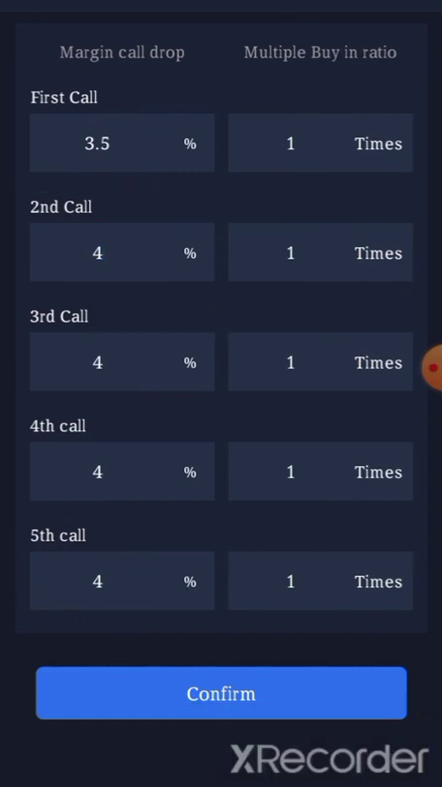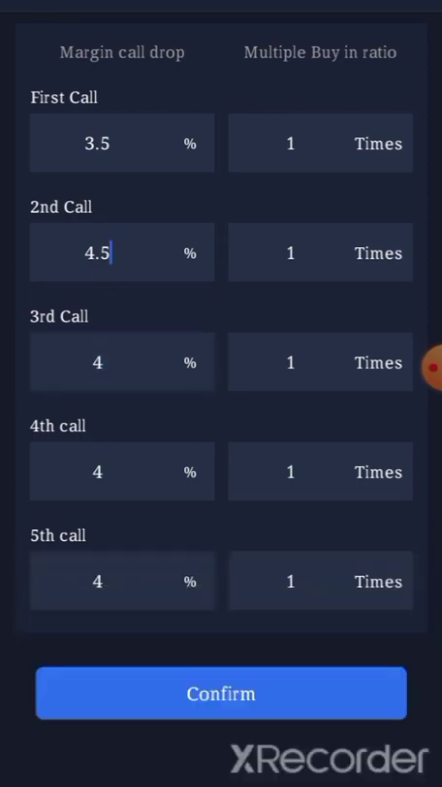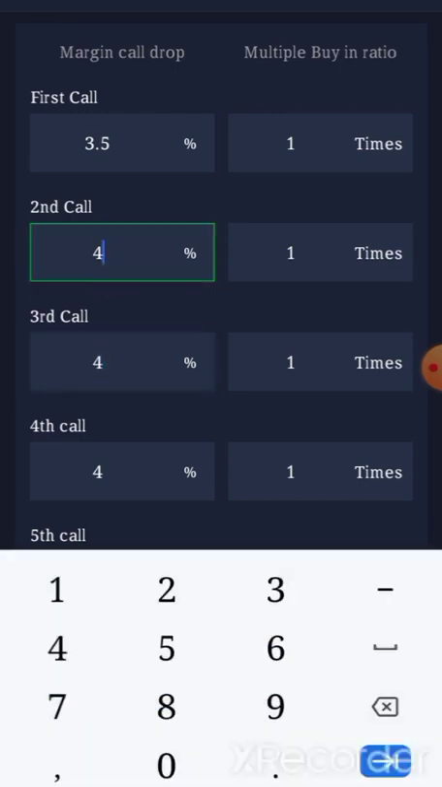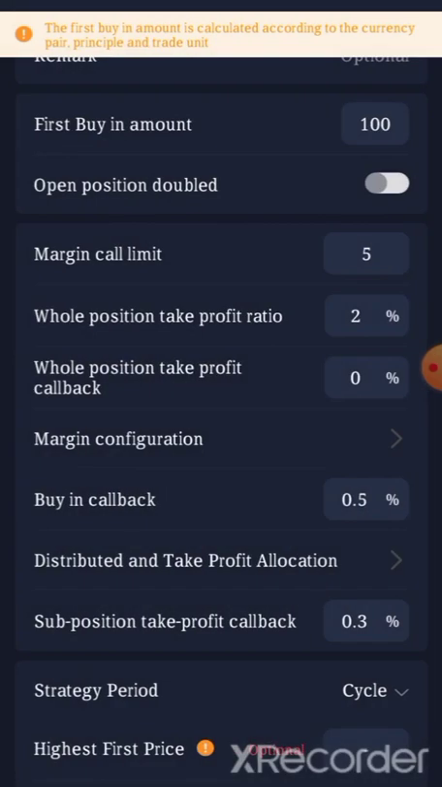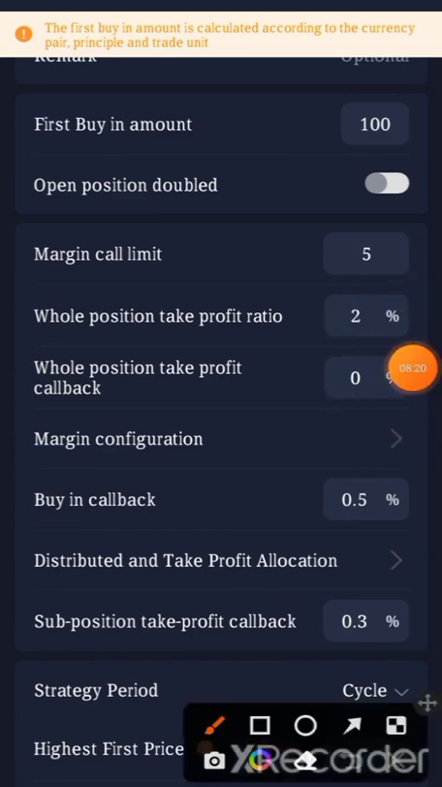So after setting that, you're done. You can keep it the way it is, or you can even increase. If you have a lot of fear, you can even increase. You can say let this one be 4.5, let this one be 5%. But for me, I'll keep this at 4 throughout. Then I confirm. Now once I've confirmed, I will come to this area. I will leave the rest the way they are.